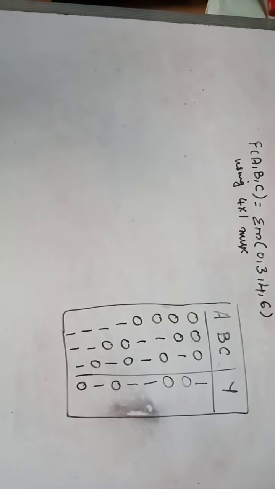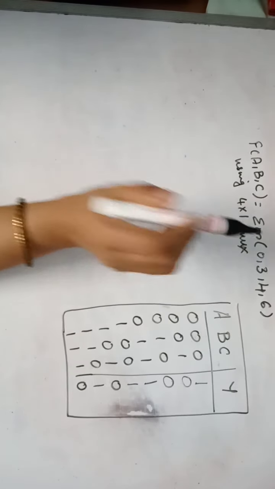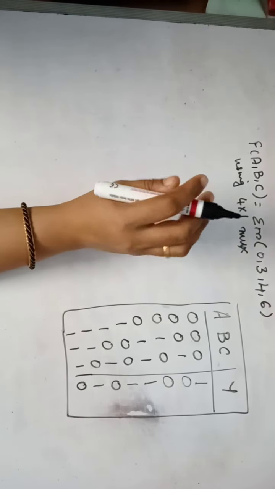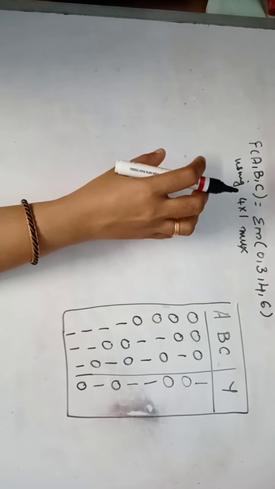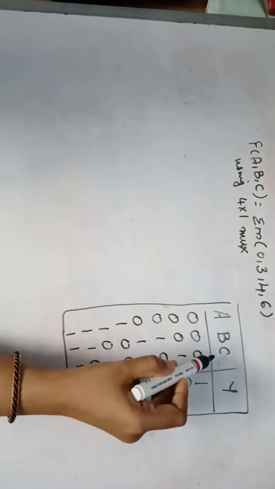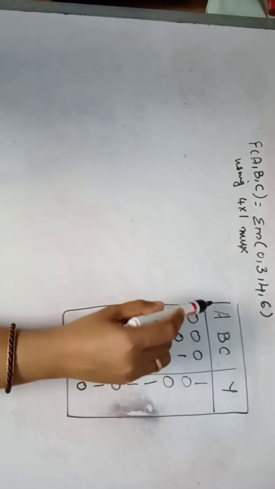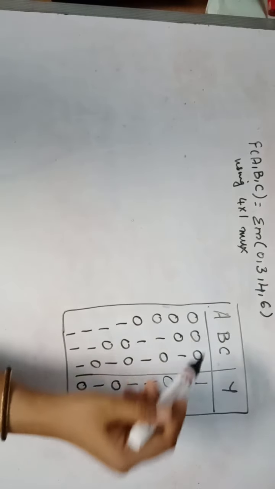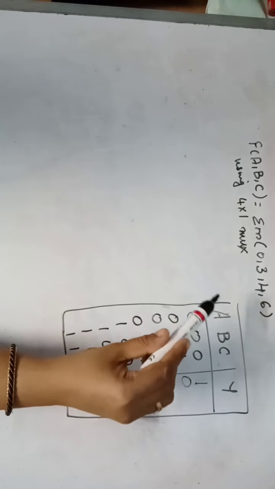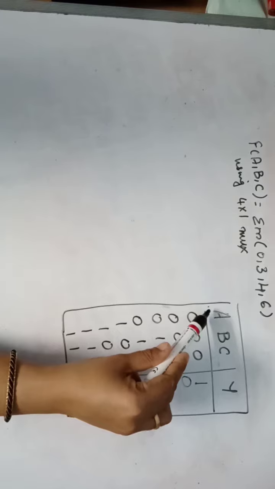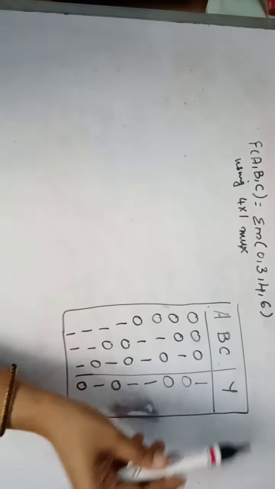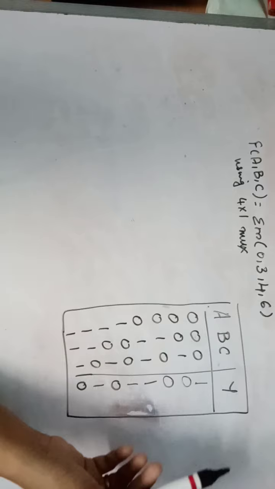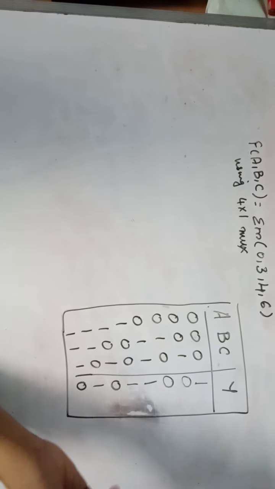But I have only 4 by 1 mux. In the 4 by 1 mux, I have only 2 select lines. So in such cases, of the 3 select lines, you can either eliminate the MSB or the LSB. Don't eliminate the other select lines. It is easier to eliminate either the MSB or the LSB. I'll tell one method, and the next method you can automatically understand.